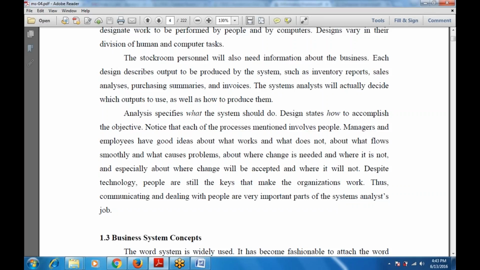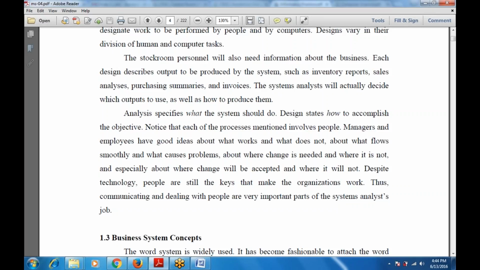And each of the processes mentioned involves people. That may be a manager, or employees who have a good idea about the work, what is going to be done, the flows, the problems, and any changes or upgradations. That may be a technical upgradation or a human upgradation, but what are the new technologies required for the organization to make the system more effective, or to make a new system.